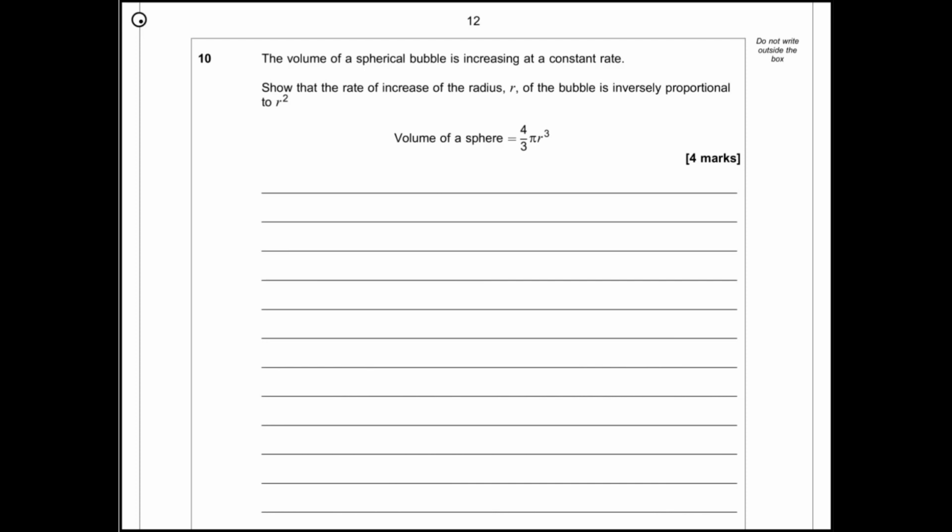Right, so we're going to be solving the last question on the 2021 AQA paper. It's to do with the rates of change, and basically the way that we can solve this is we've got the first sentence here. It says the volume of a spherical bubble is increasing at a constant rate. So this word constant basically means, well, it's constant.